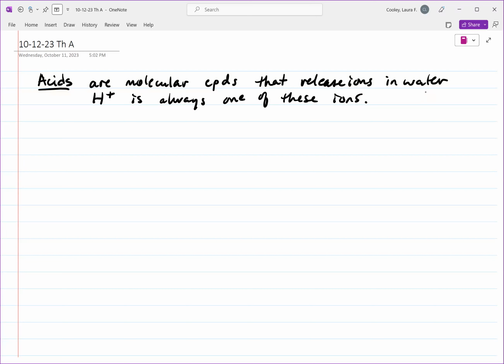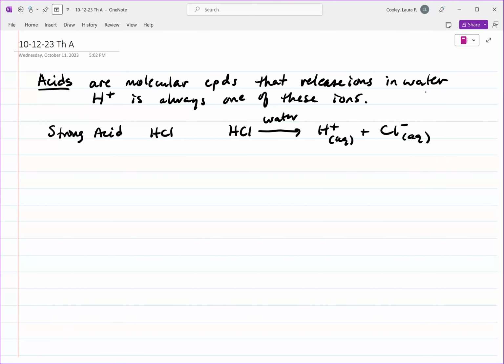So for example, we have the strong acid, hydrochloric acid, okay? You put HCl in water, and it breaks into ions, which we would then write aqueous, because what does aqueous mean? Dissolved in water. Exactly, dissolved in water. So HCl is an example of a strong acid. There are 6 strong acids.